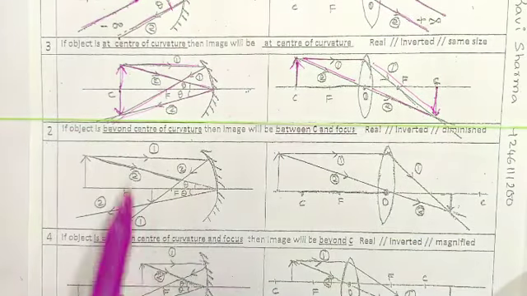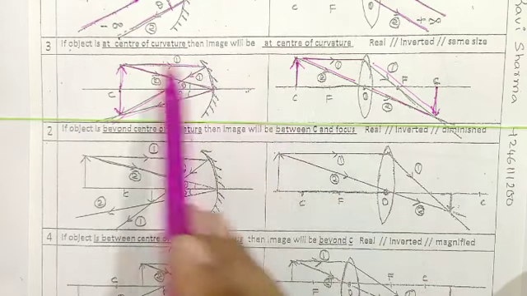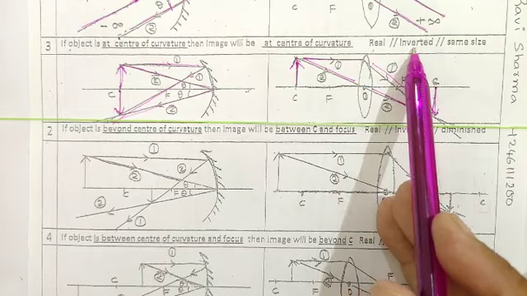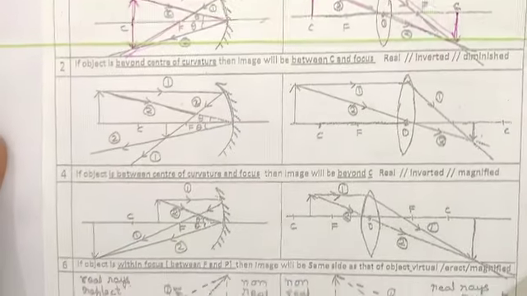Read it. If object is at center of curvature, then its image will be at center of curvature. Real, inverted and same size. Now comes the next two.